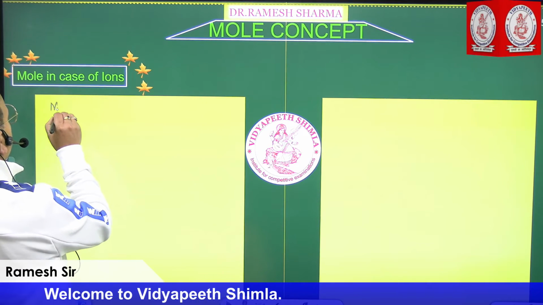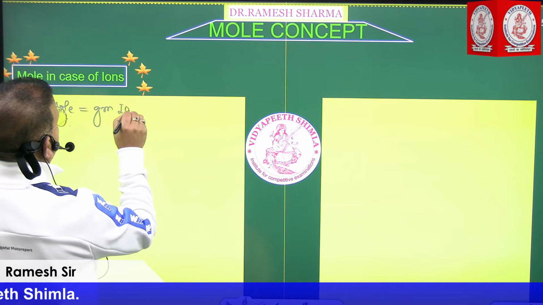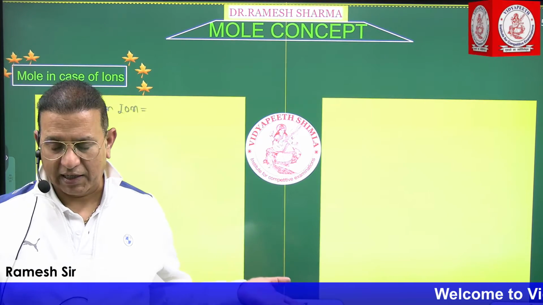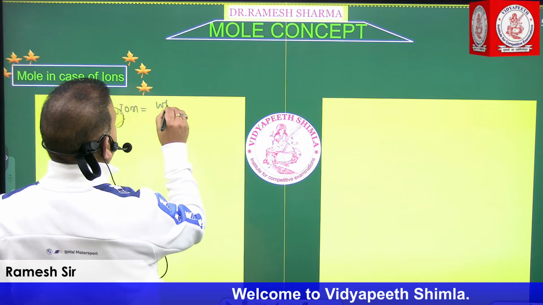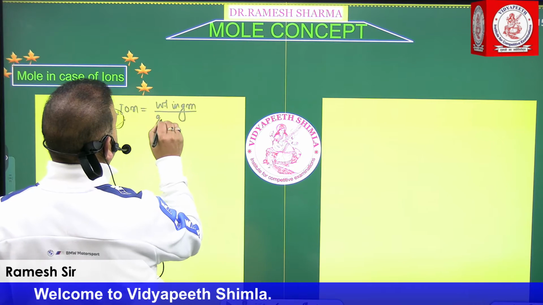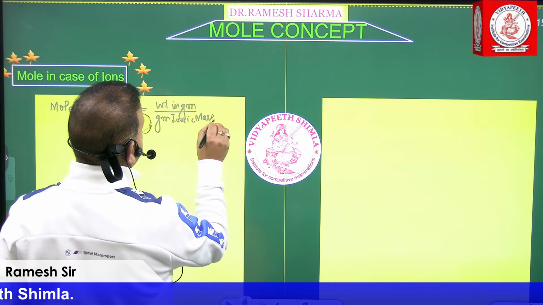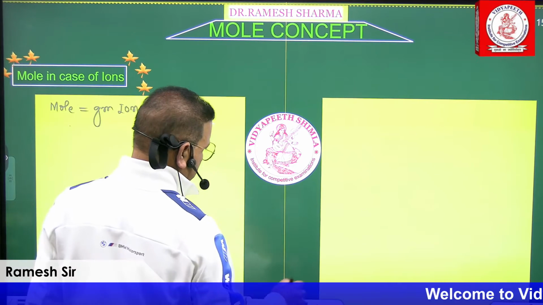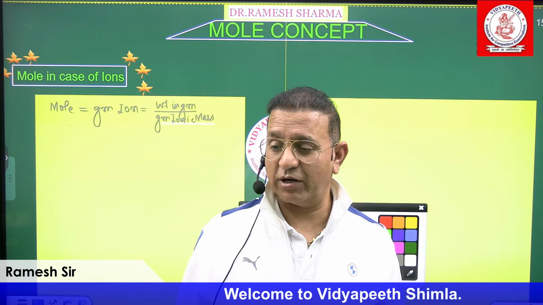So here mole is nothing but gram ion. ग्राम आयन भी मोल ही है, ग्राम एटम भी मोल ही है। सो ग्राम आयन, and the formula is weight in gram divided by gram ionic mass. But now what is this new thing, gram ionic mass? As we said, we are not taking into account electrons because of their negligible mass.